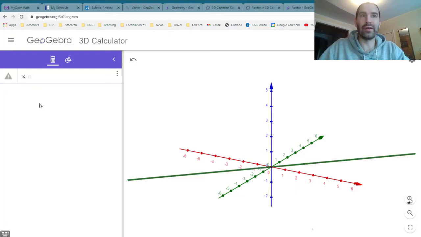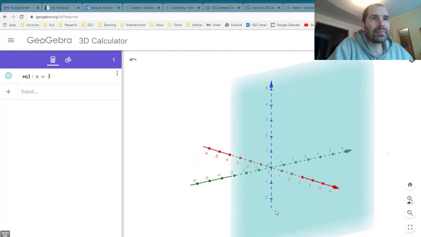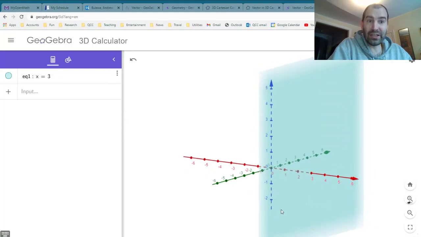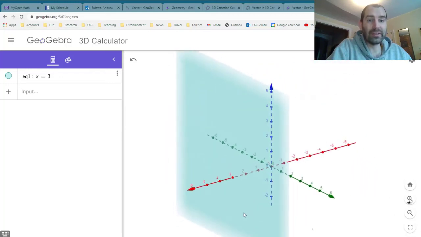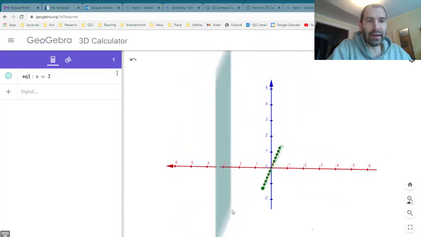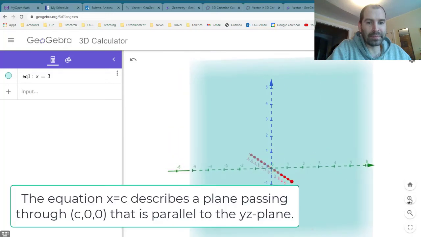Let's see what we get here. Look at this. I get a flat surface passing through x equals 3. Well, that makes sense, right? But look at the surface. It is a flat plane. It's parallel to the YZ plane.